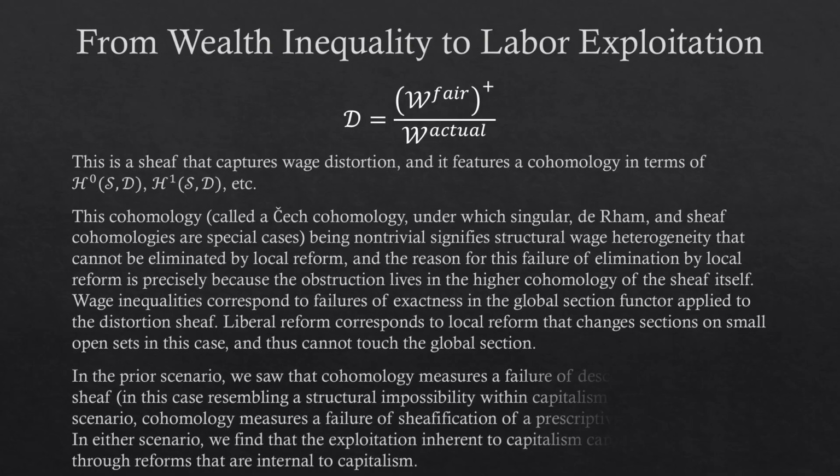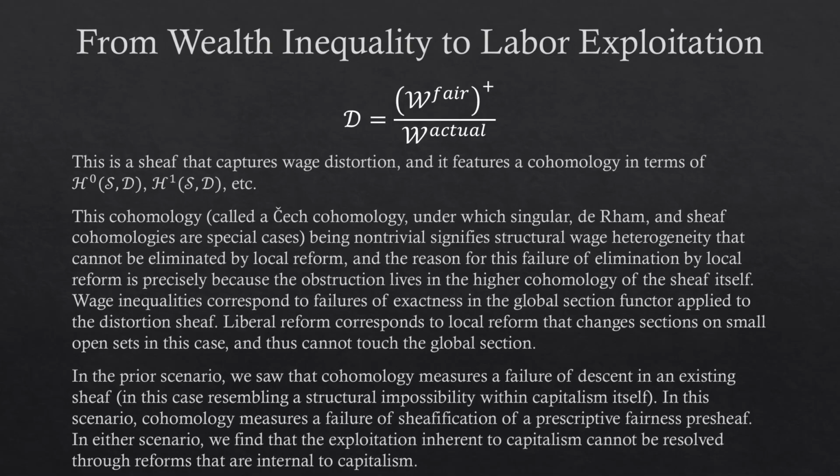In the prior scenario, we saw that cohomology measures a failure of descent in an existing sheaf, in this case resembling a structural impossibility within capitalism itself. In this scenario, cohomology measures a failure of sheafification of a prescriptive fairness pre-sheaf. In either scenario, we find that the exploitation inherent to capitalism cannot be resolved through reforms that are internal to capitalism.